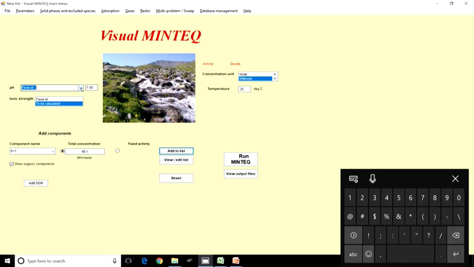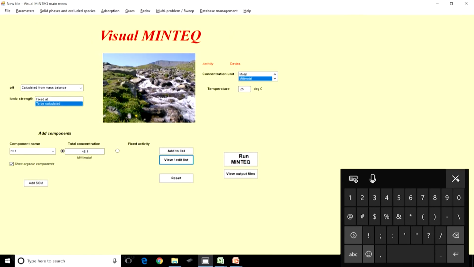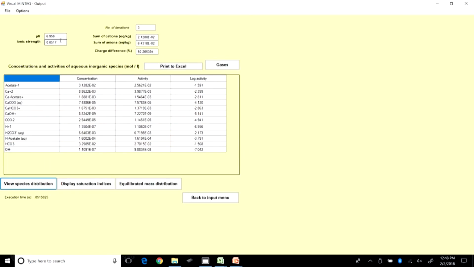Right, so obviously the pH needs to be calculated, it is not fixed at a particular value. So let us just view and edit the list. H total 48.1, estate total 33.33, and the other values. Back to the input or main menu, and I am going to run MinTech. Right, I see that the pH is 6.95, not exactly 7.